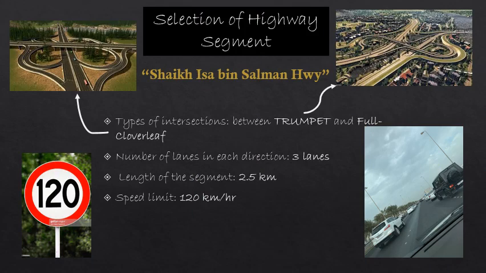Shaykh Isa bin Salman's selected segment is located between two main intersections. One of them is a trumpet and the other is a full clover leaf. The segment is actually longer than 2.5 kilometers with a speed limit of 120 km per hour. As a matter of fact, this particular part of the highway includes 3 lanes for each direction.